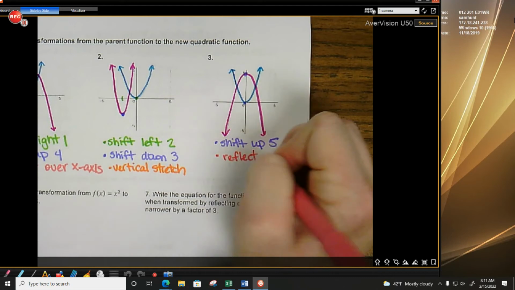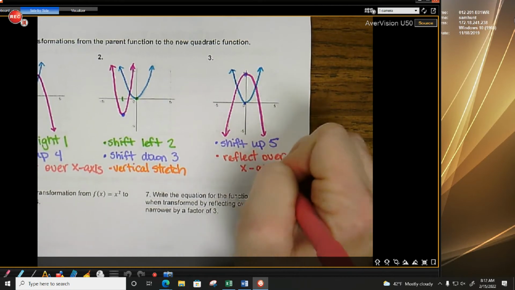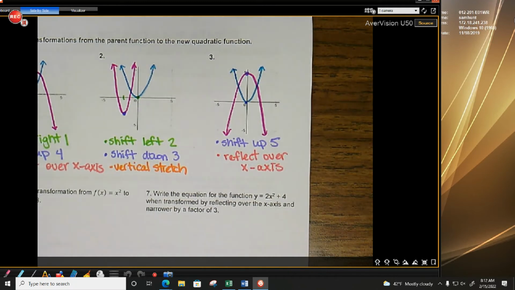Are we good with comparing our graphs? Yes? Okay.